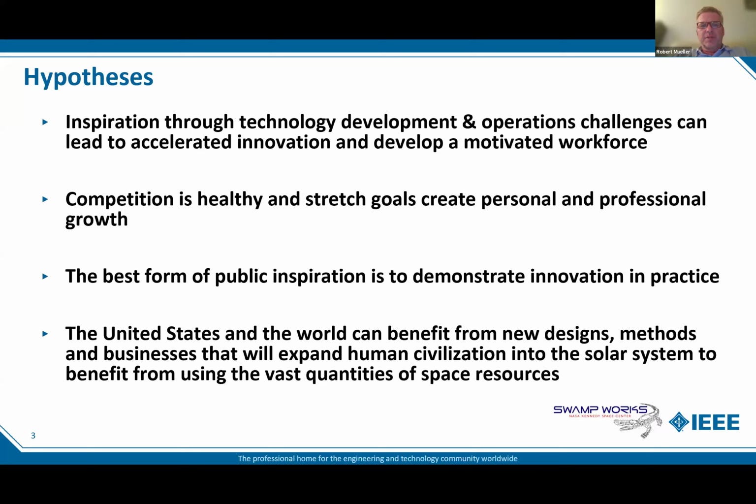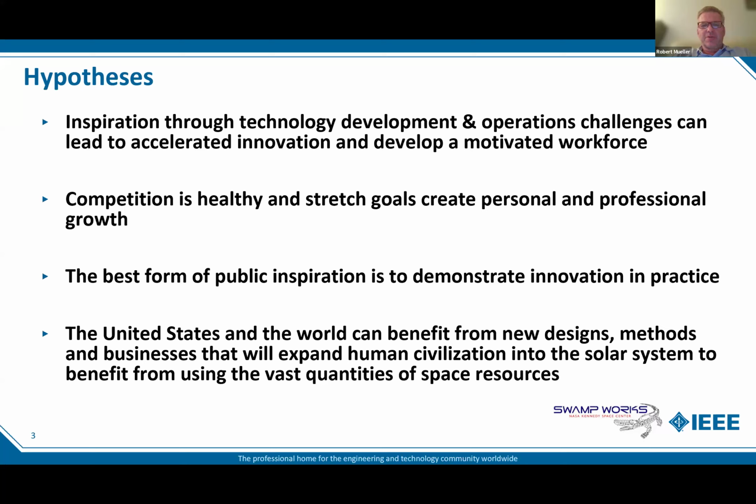The second hypothesis is that competition is healthy and stretch goals create personal and professional growth. This is just something I've observed over the last 15 years of running these competitions. And it's really amazing to see how people grow in these competitions. And it's a very healthy thing because it's teamwork. It's teamwork and it forces you to push the boundaries of your capabilities and it gives you a lot of self-respect. And that's really healthy.